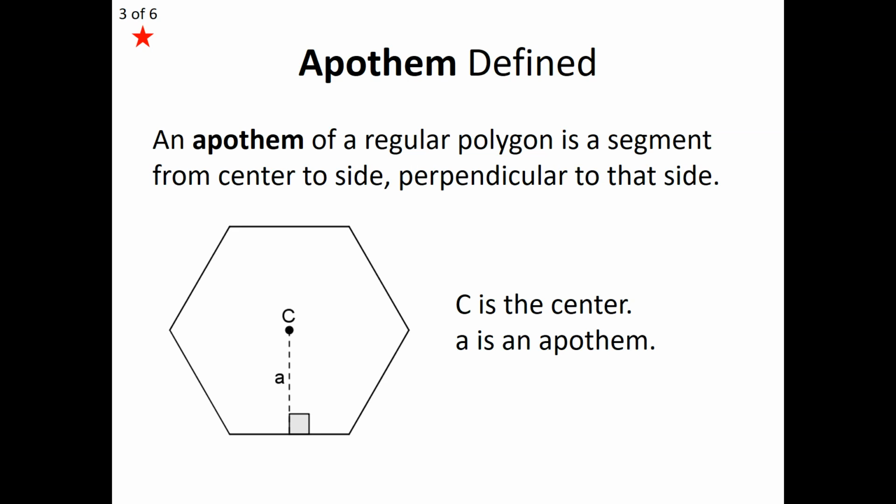We're going to let the lowercase a represent the apothem, which we'll talk about again in the next lesson, because that apothem has measure to it, has length to it, and that length is going to be used to help us find the area of the regular polygon. Now, there are provably true properties about both the apothem and the circumradius. Let's take a look at those.